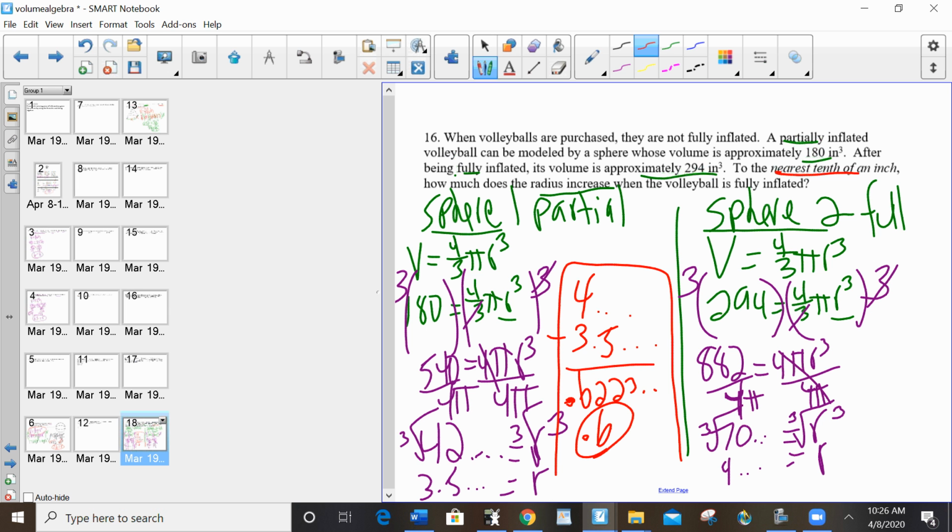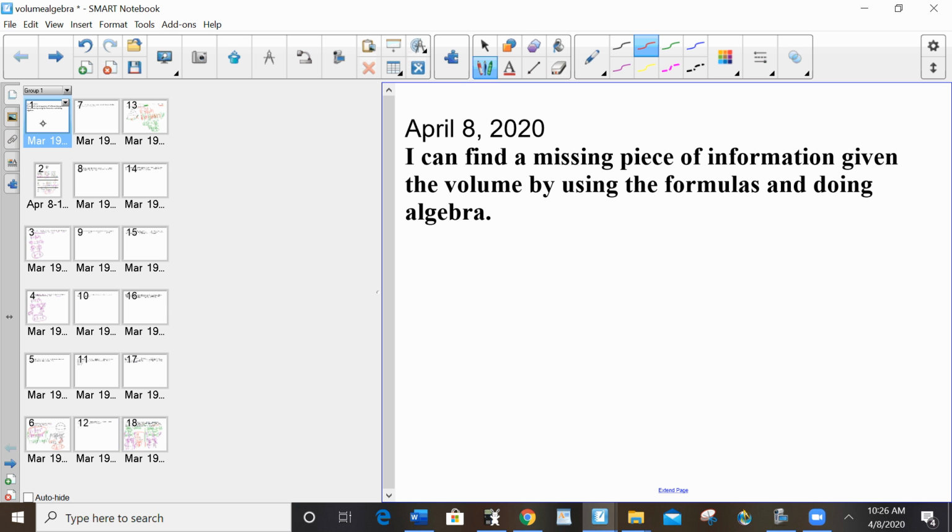So you know, they can give you different types of questions based on this, but if they give you the volumes, we're going to substitute into the formulas, and then we're going to do algebra.